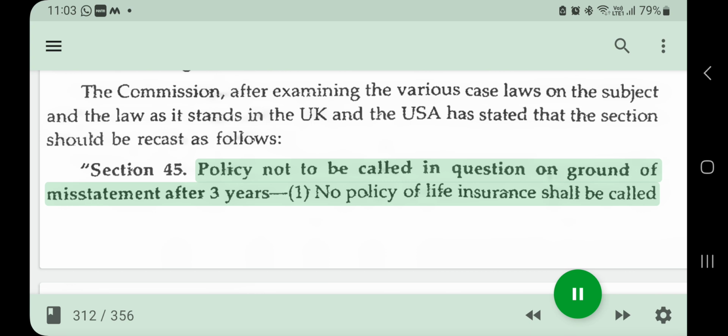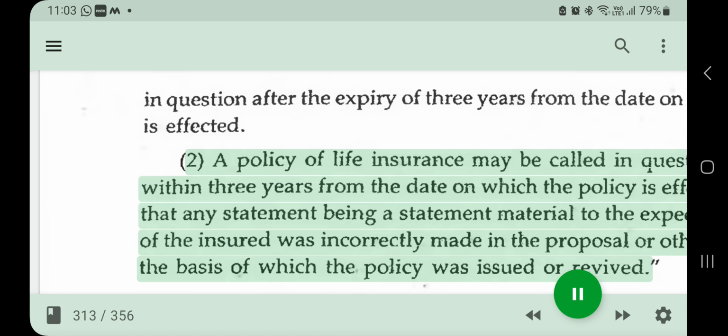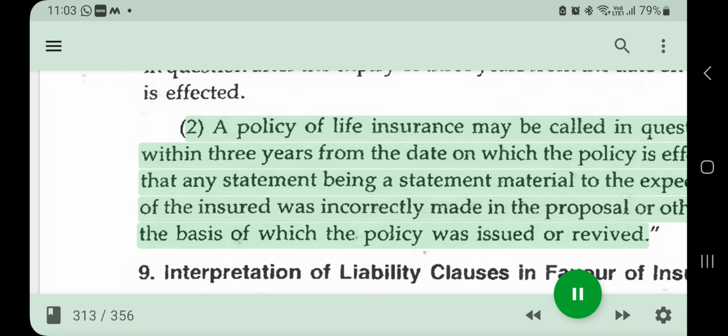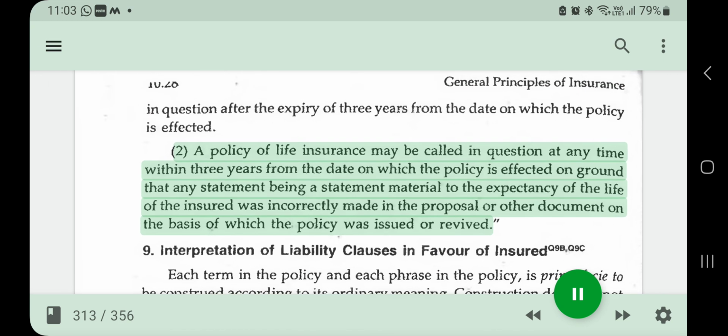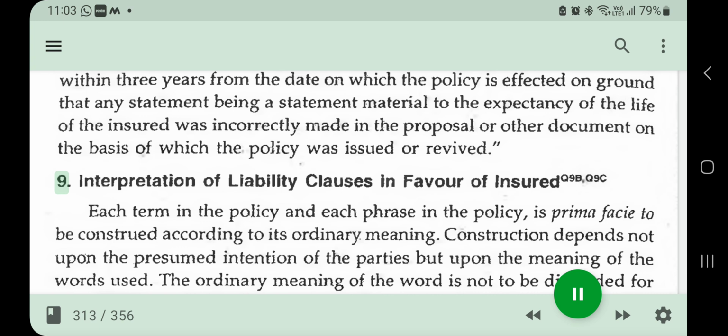1. No policy of life insurance shall be called in question after the expiry of 3 years from the date on which the policy is effected. 2. A policy of life insurance may be called in question at any time within 3 years from the date on which the policy is effected on the ground that any statement, being a statement material to the expectancy of the life of the insured, was incorrectly made in the proposal or other document on the basis of which the policy was issued or revived.